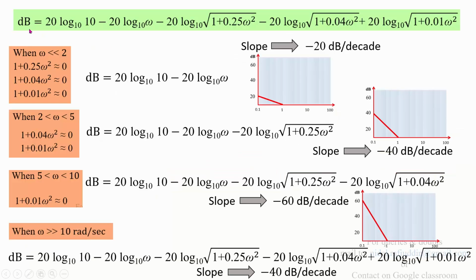So rewriting the expression of decibel in green, and the assumptions are rewritten again. So let me correct them all. Again, the log of these values should be 0.